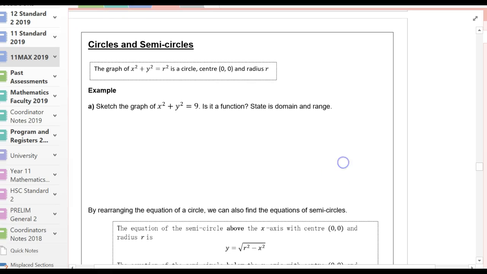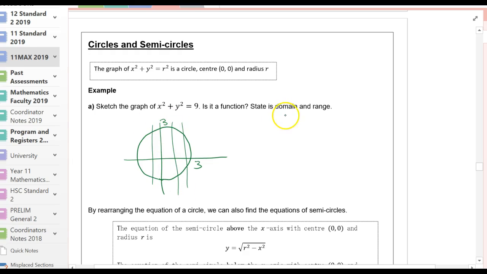Okay, circles or semicircles. We know it's in the form of x squared plus y squared equals r squared. It's not a function because it fails the vertical line test. The domain, x is greater than or equal to -3 and less than or equal to 3, and the range is exactly the same.